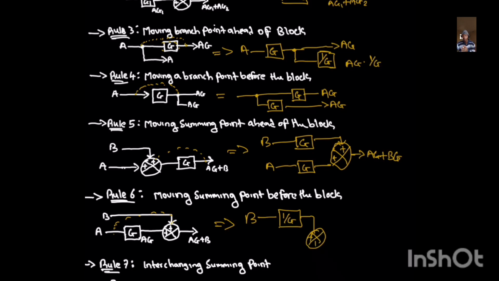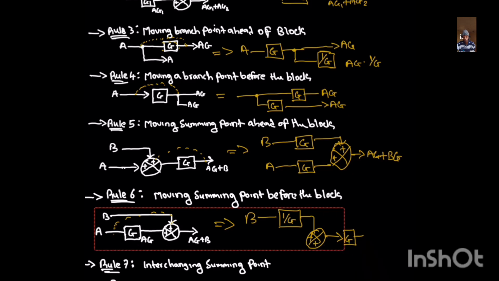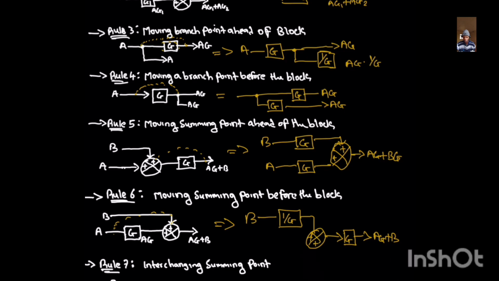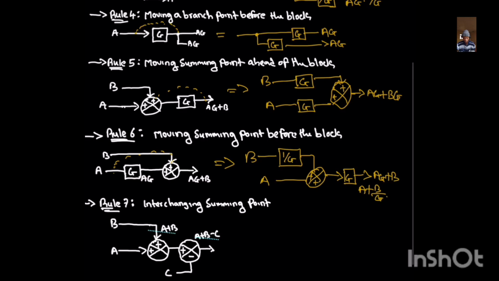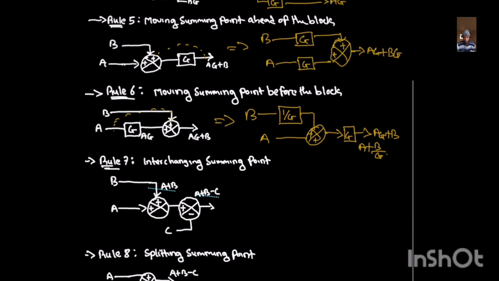So plus. So we have G. So our output is what? AG plus B. So look at it here. This is our A. Or you can put it, for this gain now, you put it A plus B all over G. So that is for rule 6. Whenever we are moving summing points before the block, we consider this.